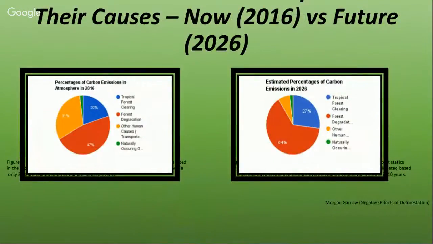And so on the left right here is a figure of a 2016 graph of the percentage of carbon emissions in the atmosphere. The red portion right there is 47% of forest degradation carbon emissions caused by greenhouse gases, and then 20% by tropical forest clearing, totaling about 67%. And then on the right is a future graph dating to 2026 showing 60% and 27% tropical forest clearing. This is an estimated graph if the current patterns of deforestation continue.